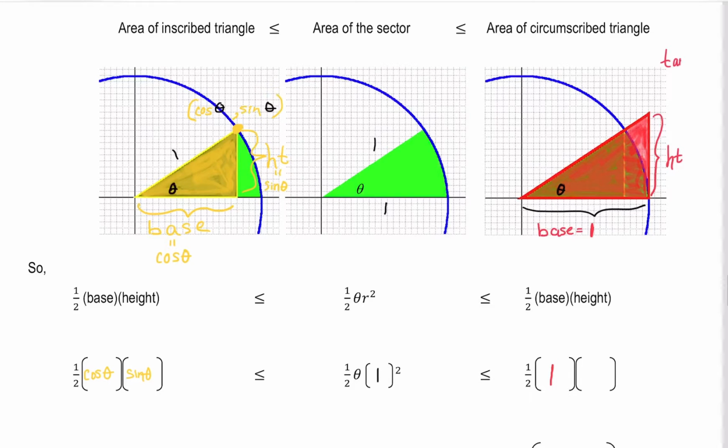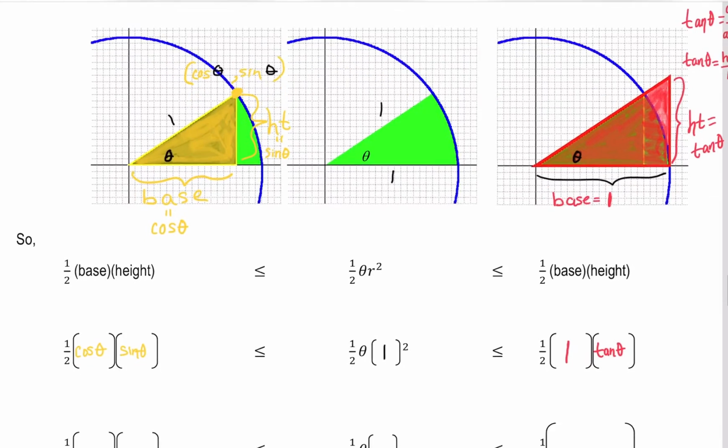So here's what we know. We know that our tangent of theta is your opposite over adjacent. So this is just your basic opposite over adjacent, right? So what we know is that our tangent of theta is going to be your height that you're looking for over 1. So your height is simply equal to tangent of theta. So that's the height of that circumscribed triangle. All right, I'd say we're in pretty good shape here.